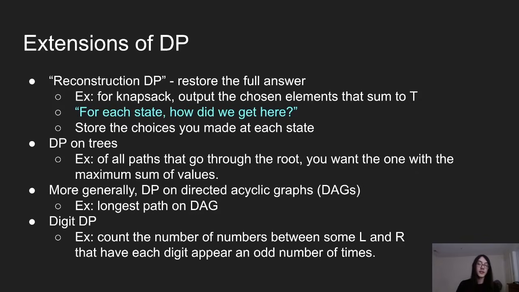Another thing is DP on trees. This can involve problems like, of all paths that go through the root of the tree, you want the one with the maximum sum of values. Just an example problem. I'm not going to discuss the solution here. You can also have DP on directed acyclic graphs. For example, you can be given a DAG and asked to find the longest path on it. That's a pretty common one. There's stuff like digit DP. For example, you can count the number of numbers between some L and some R that have each digit appear an odd number of times.